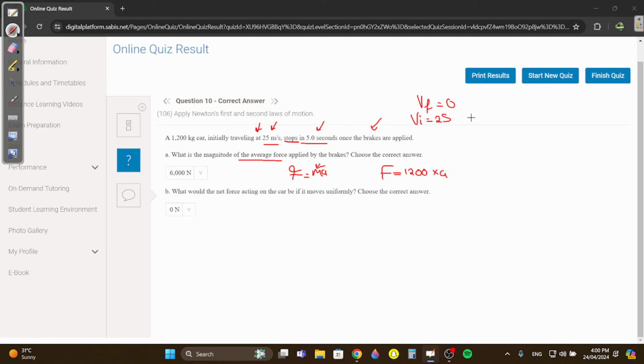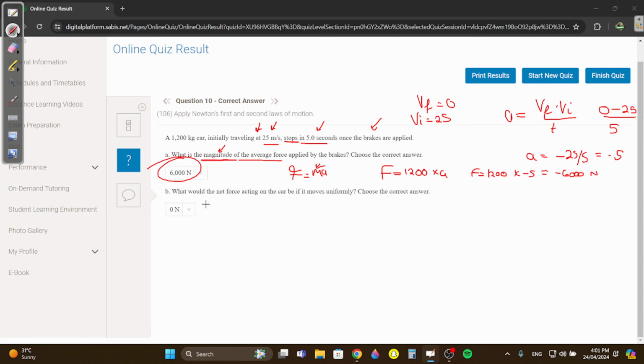How would I find acceleration? Remember, acceleration is v final minus v initial over the time. The final velocity was 0, the initial velocity was 25, right? Over the time, it was 5 seconds. So it'll be minus 25 over 5, which is minus 5 as your acceleration. So F equals 1200 times minus 5, which is minus 6000 newtons. But they want the magnitude, so you just keep it as 6000, keep it positive. What would the net force be if it's moving uniformly? If it's moving uniformly and it's balanced, obviously 0.